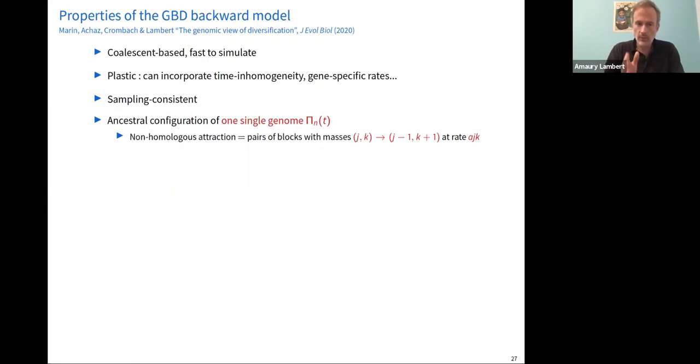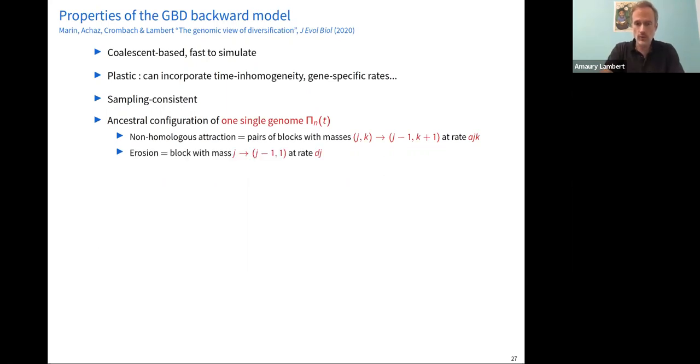Recall the effect of non-homologous attraction: for each pair of blocks with masses containing J and K gene lineages respectively, at rate A times J times K, because of the attraction between co-adapted gene lineages, you pass from 2 blocks with masses J and K to 1 block with mass J minus 1 and a block with mass K plus 1. Okay, because just the gene has traveled from one block to the other.